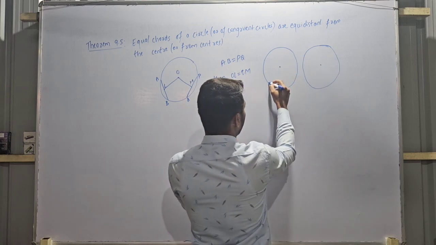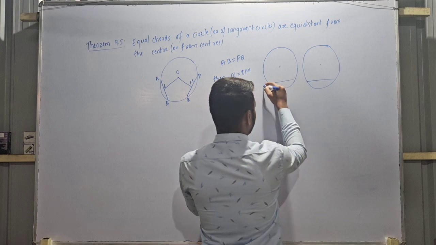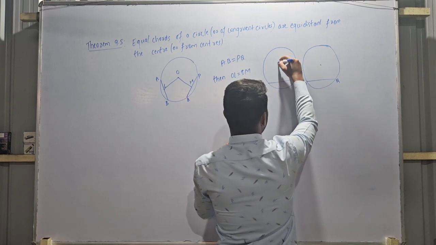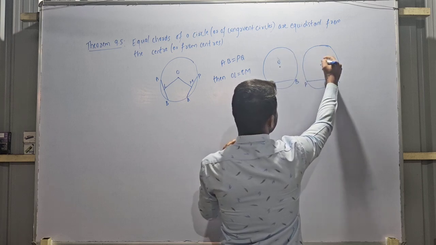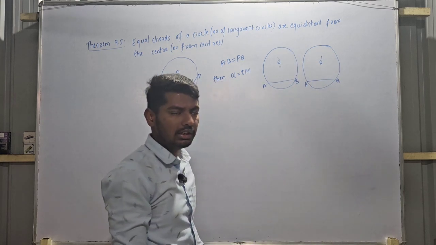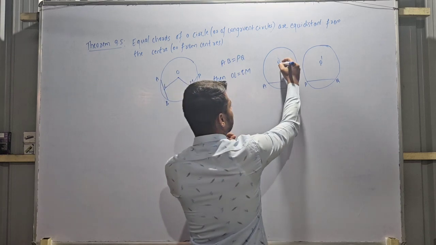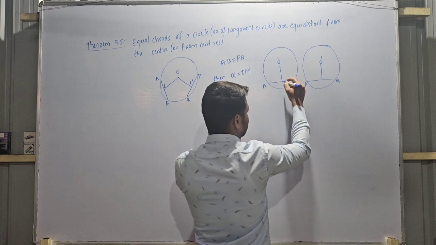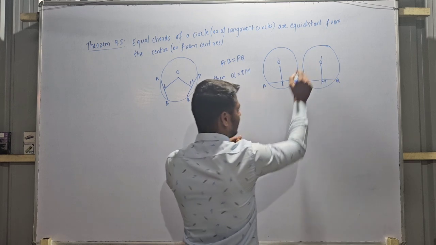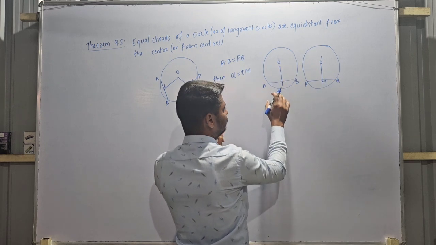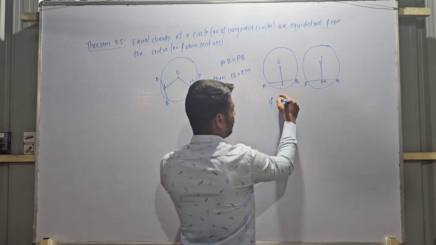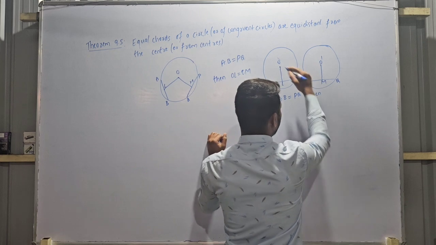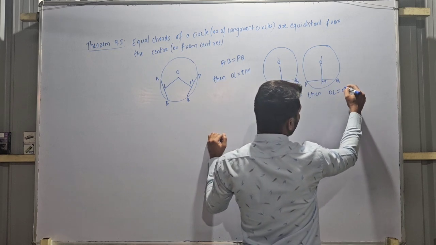The same diagram I can take like this: see the AB, again this is PQ, the center is O, here the center is O dash, clear. So here the center is O dash and this is the distance between the center and the chord. Again here this is the distance between the center and the chord, again same. If AB is equal to PQ, then OL is equal to O dash M.